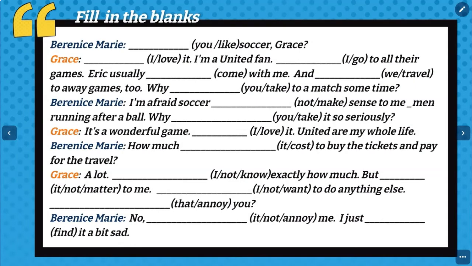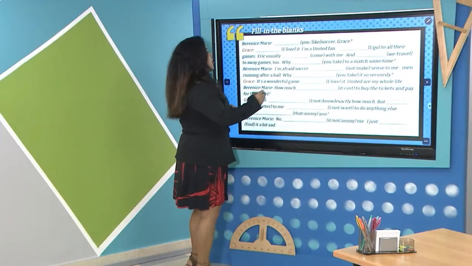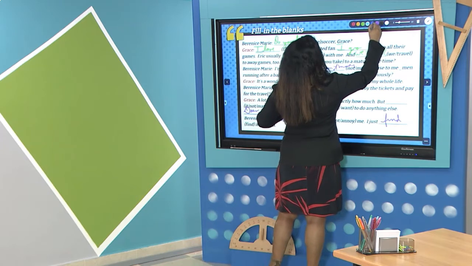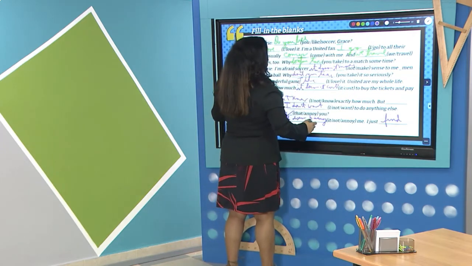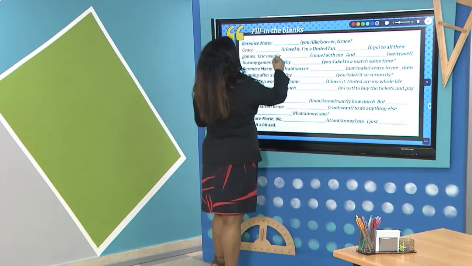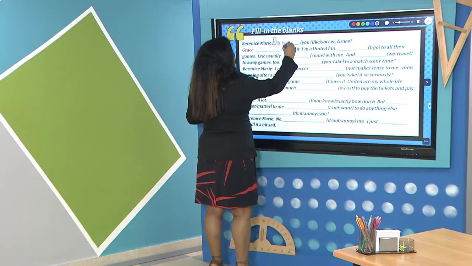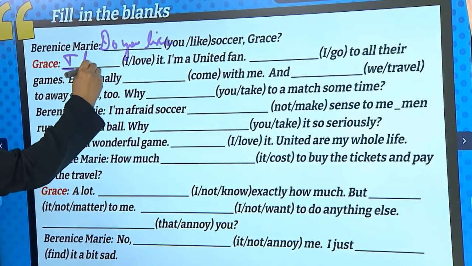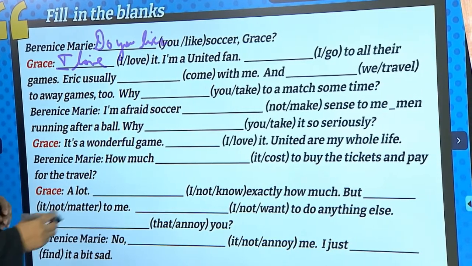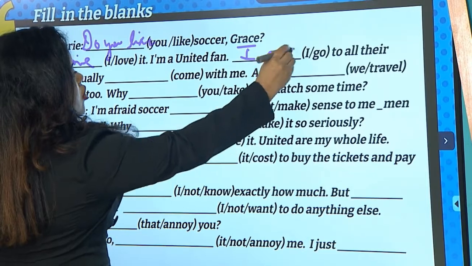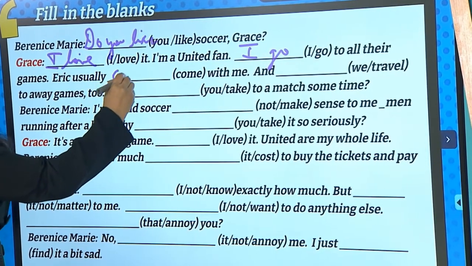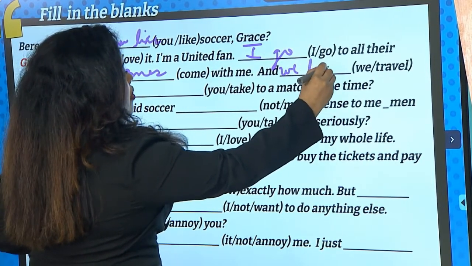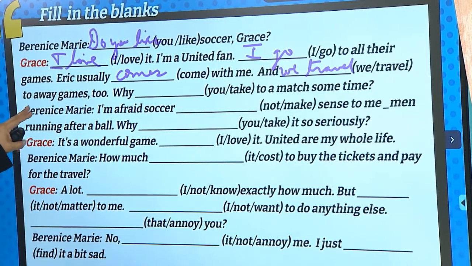It's time to fill the blanks. So we have Berenice Marie said. It's a question, so we have to use the auxiliary, right? Oh my goodness, it's already done. Let me, wait. Okay, do you like soccer, Grace? What did she say? I love it. Very good. I am a United fan. I go to all their games. Eric usually comes, travel, very good, to away games too.